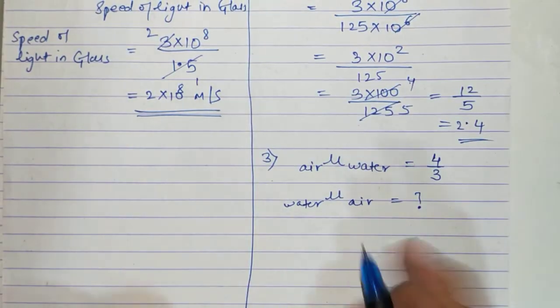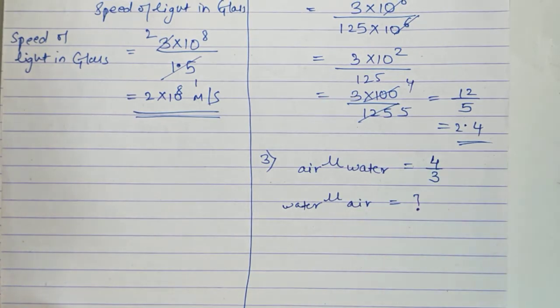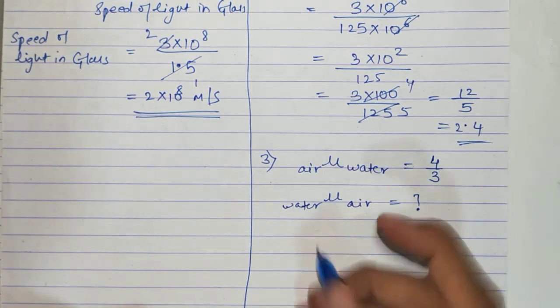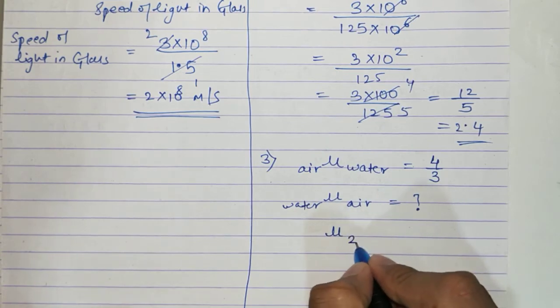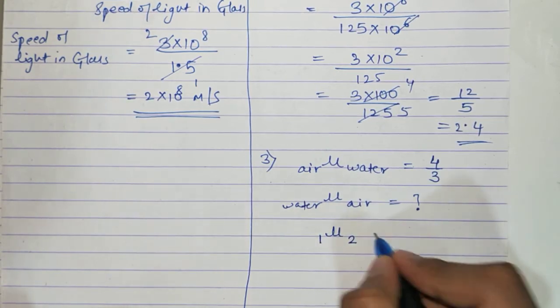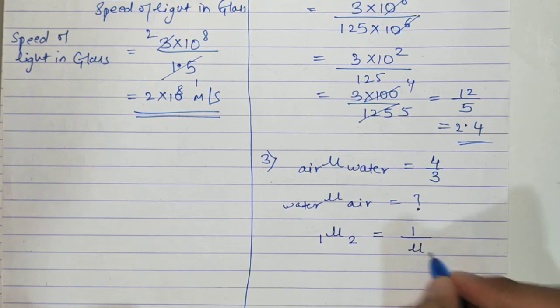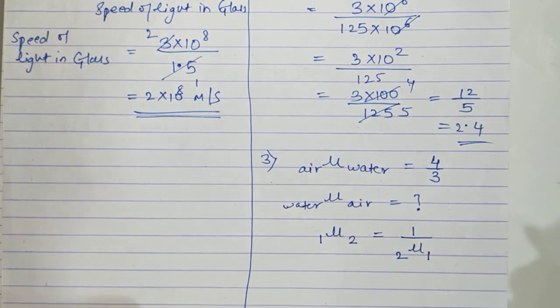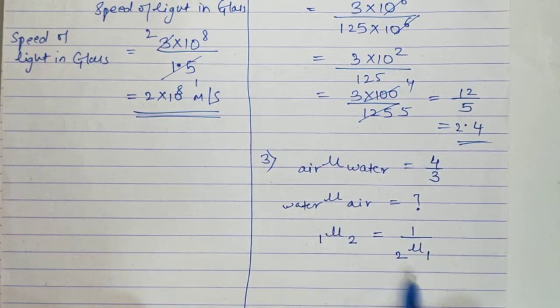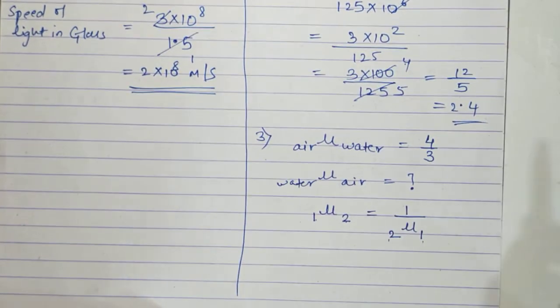We know the formula for the principle of reversibility: the refractive index of medium 2 with respect to 1 is equal to 1 upon the refractive index of medium 1 with respect to 2. If the mediums are exchanged, their refractive indices are reciprocal of each other. So 2 with respect to 1 is 1 upon 1 with respect to 2. The refractive index is the reciprocal, the inverse, of the other one.